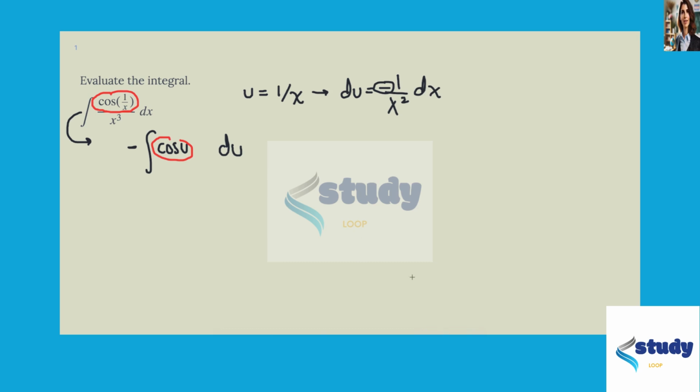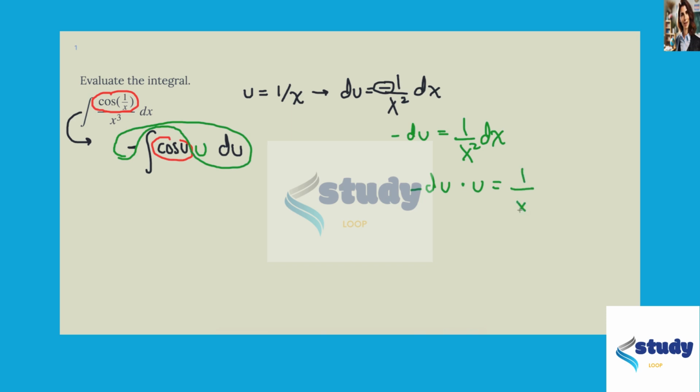And by writing negative u du, that's giving me everything else. The negative du is giving you 2 of the x's on the bottom. And then multiplying by this extra u is just giving us another 1 over x. So that gives us the 1 over x cubed.